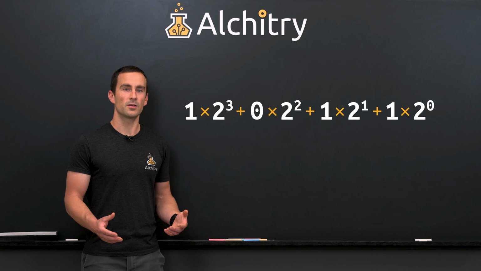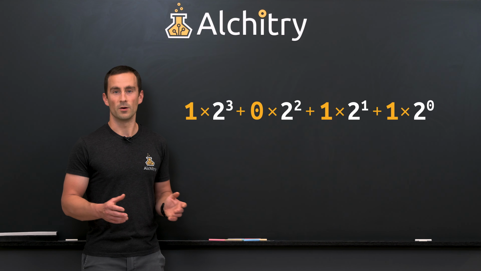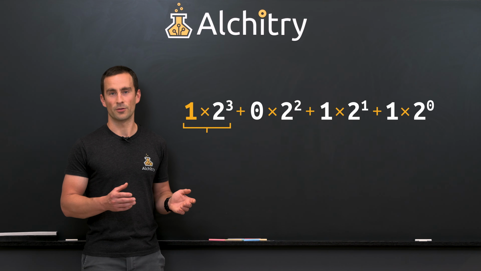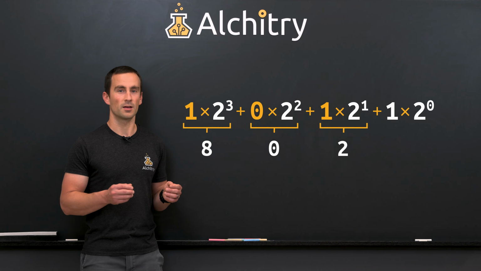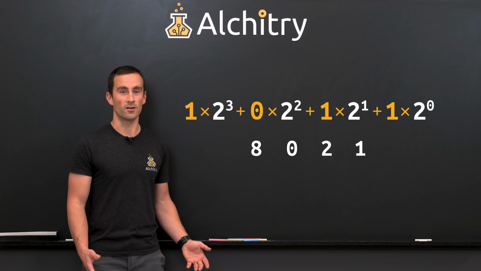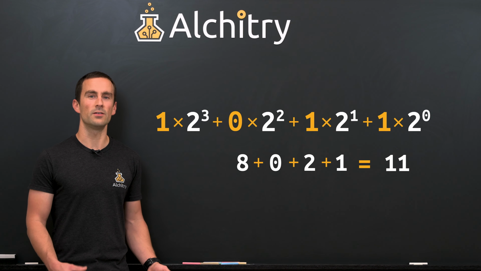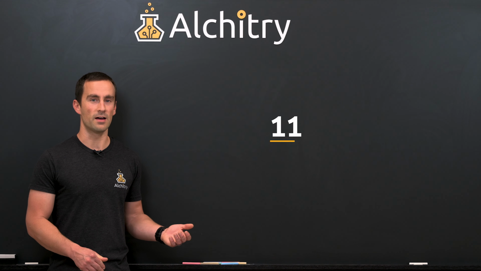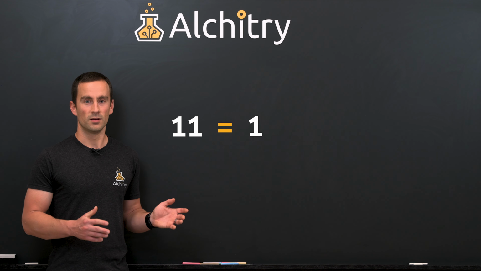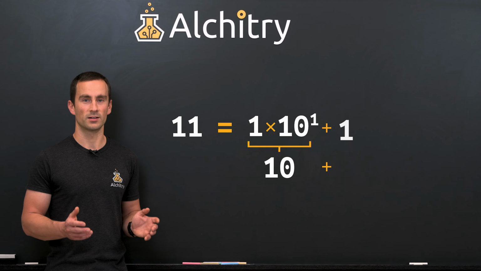That means that the value associated with the combination of 1011 is 1 times 2 to the third plus 0 times 2 to the second plus 1 times 2 to the first plus 1 times 2 to the 0. Adding all these up gives you 11. Notice that even writing out 11 has this same pattern, but in base 10. We can write 11 instead as 1 times 10 to the first plus 1 times 10 to the 0.